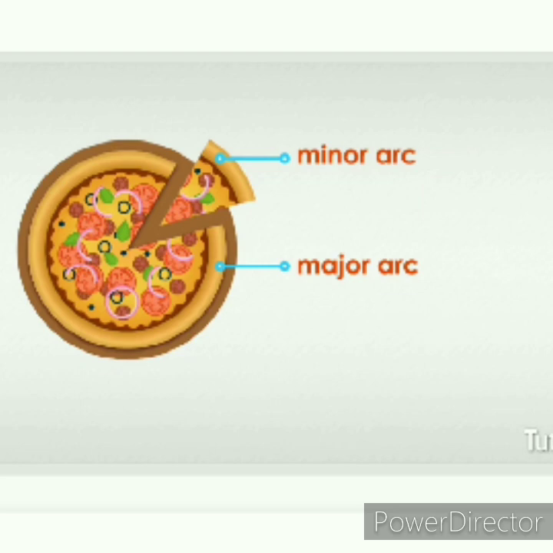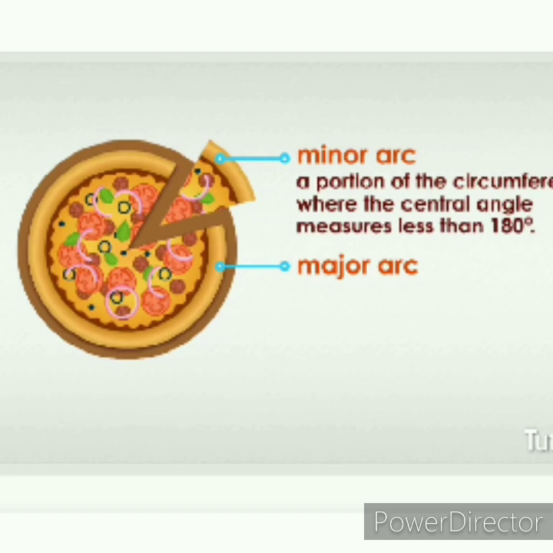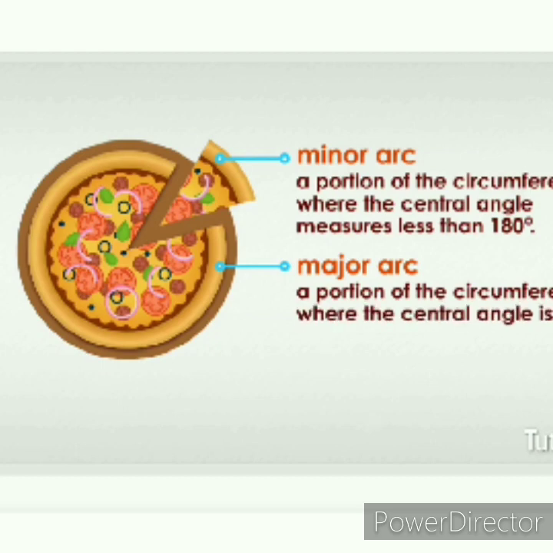A minor arc is a portion of the circumference where the central angle measures less than 180 degrees. A major arc is a portion of the circumference where the central angle is greater than 180 degrees. There is more to the minor and major arc, but we will cover that in the next lesson.